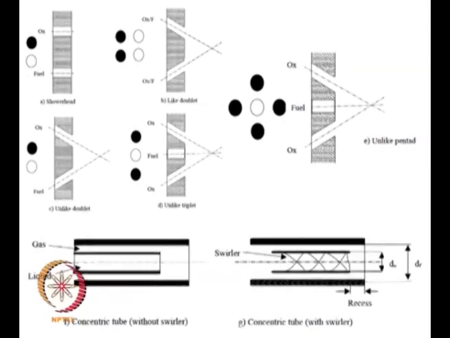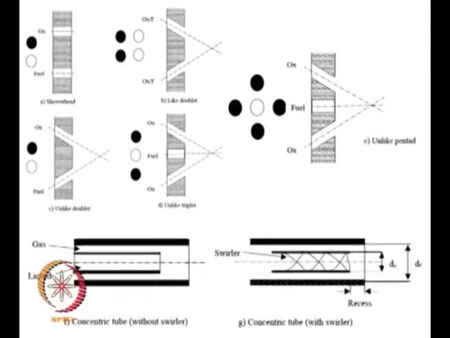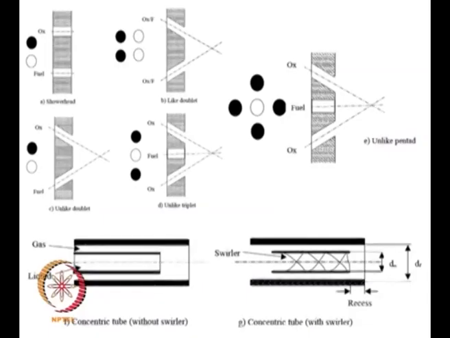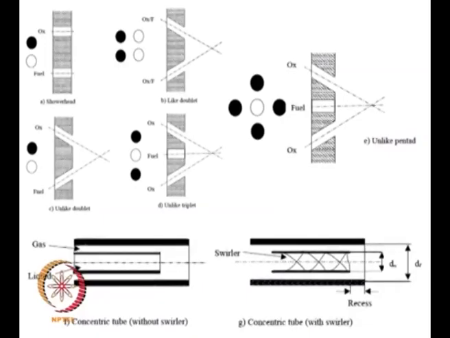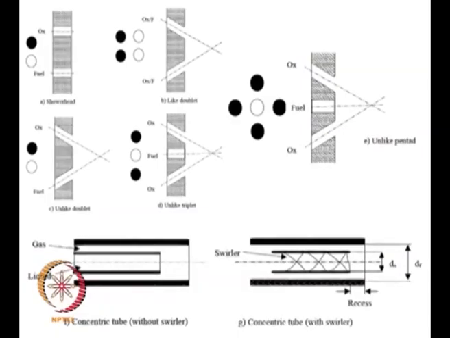That is, you have either an oxidizer or fuel jet coming here, and either an oxidizer or fuel jet coming here. The name "like" is there because you are using either fuel on fuel or oxidizer on oxidizer. So these jets interact and they break up into very fine droplets in a much shorter distance.